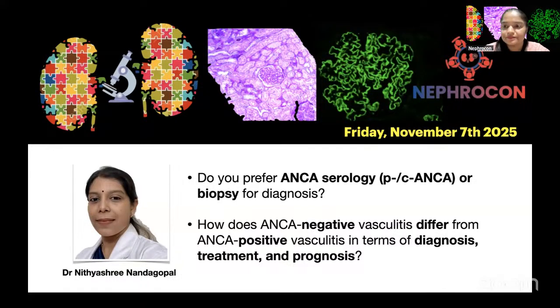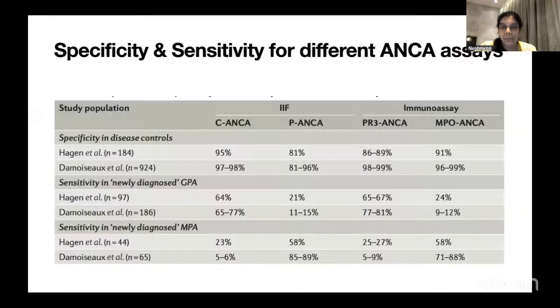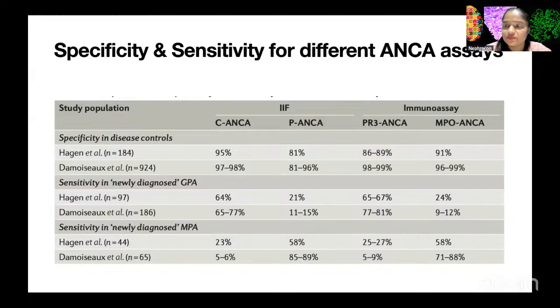Right. And they don't have systemic symptoms as much. The ANCA negatives are mostly renal limited from whatever we've seen. Right. So we've already discussed that higher quality immunoassays are better.